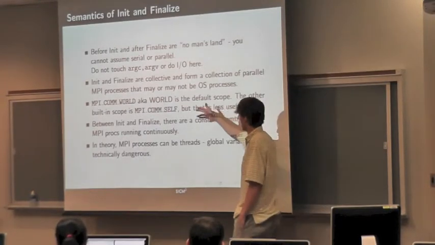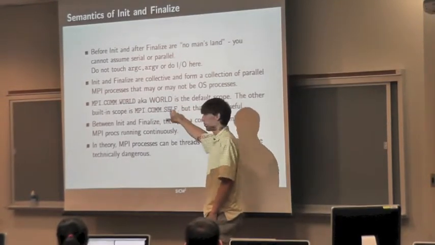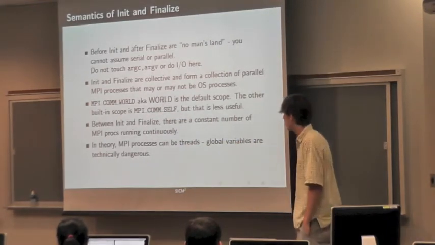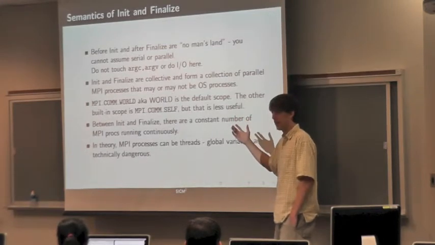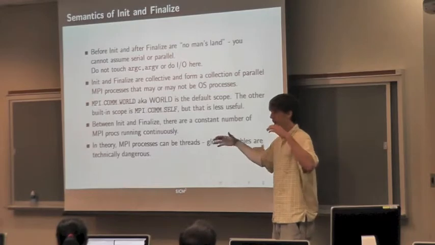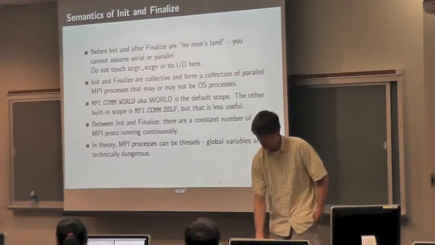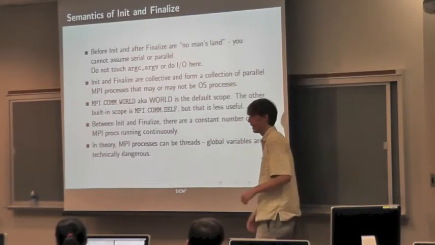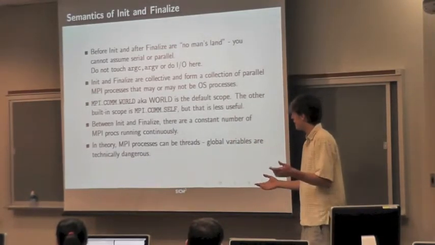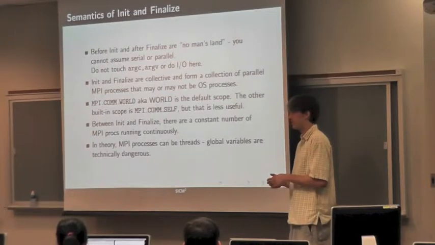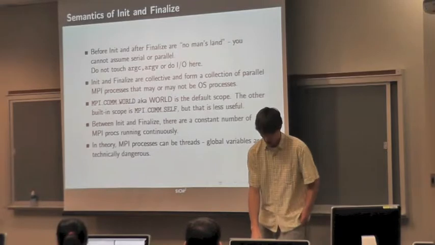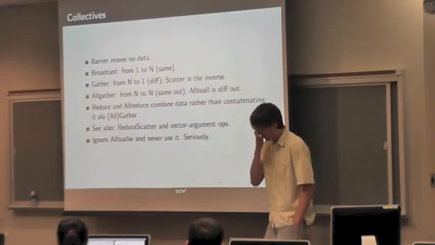The scope, so world is the default scope of everyone. The other one is self. You can imagine who is in self. That's your local process. It's not really that useful, but it is sort of a construct from which you can derive other things. You can also determine that you have one process by just determining size is one, or you could just say is world and self the same, and then there's some other aspects of this.